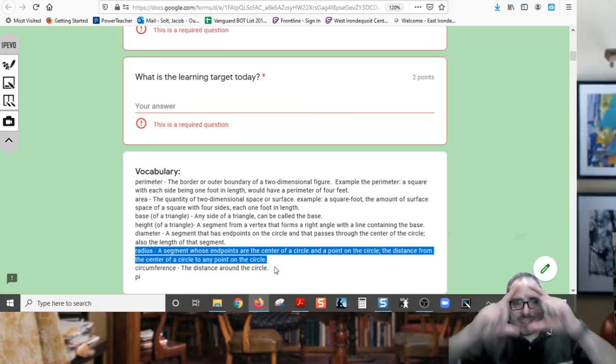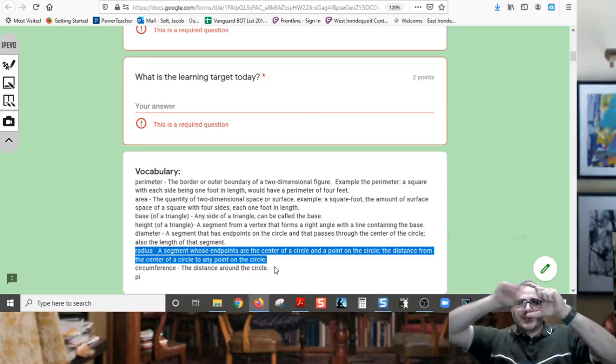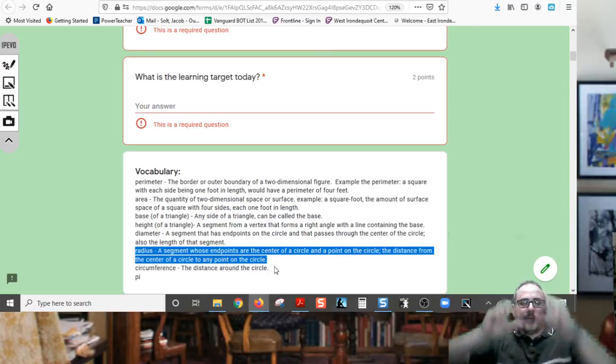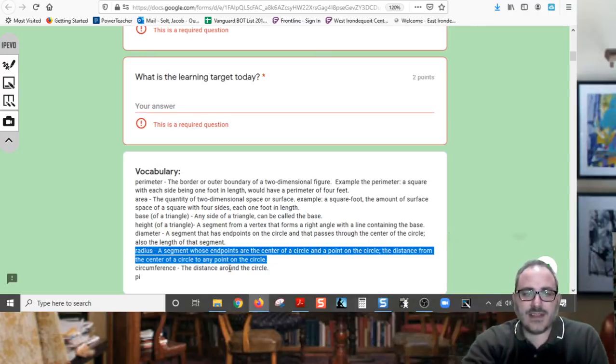And then the circumference of a circle is the distance all the way around. So if we talk about the circumference, we're talking about that length. If we had a string and we wrapped it all the way around the circle, what would be the distance of that? That's the circumference.